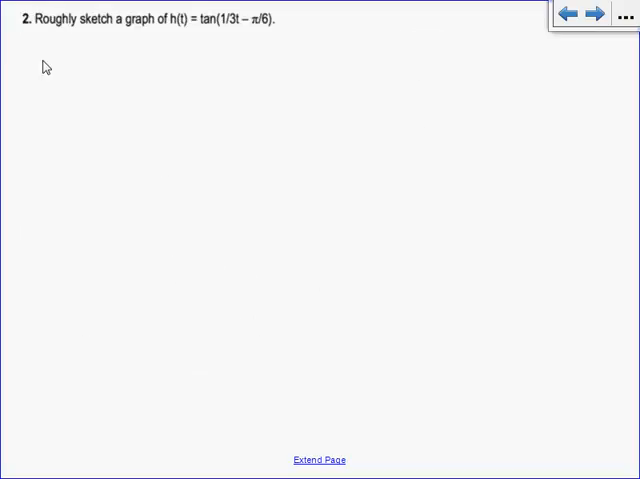All right, so here's what you guys will have for your homework. You're going to have to sketch things like this, okay? So it says roughly sketch a graph of h of t equals tangent of 1/3 t minus pi over 6. So what I notice here is that I have 2 horizontal transformations. Do you guys remember what we do if we have 2 horizontal transformations? Yeah, we have to factor.